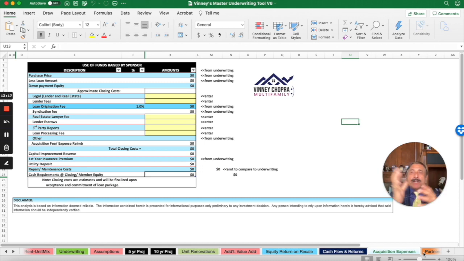The funds raised by the sponsor, how much we want to raise, all that is done for you in this tab. Remember, you only fill in the yellow. I would rather you just save it as a master on your desktop or wherever. Then you use a version of it for your one property, a version for the second property, third property, but keep the original there, all right? And come back to our academy also. We might have a version which is upgraded.